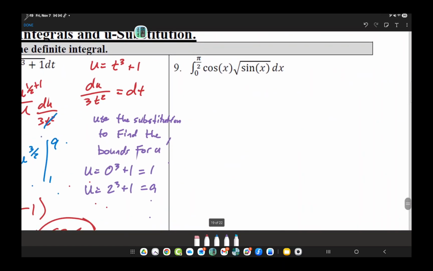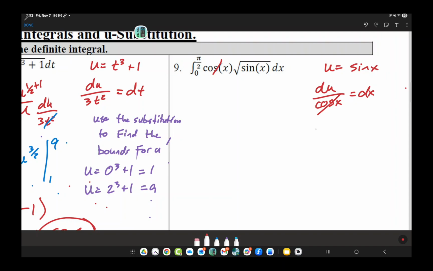All right, last one. All right. How about you try this one? Take a moment, try this one, see how you do. So here, u is equal to sine x, which means du over cosine x equals dx. So that you will see that's going to cancel out. I'm just going to do that.